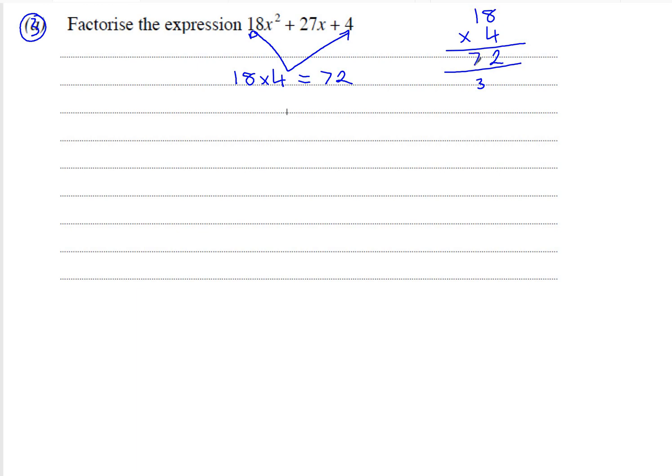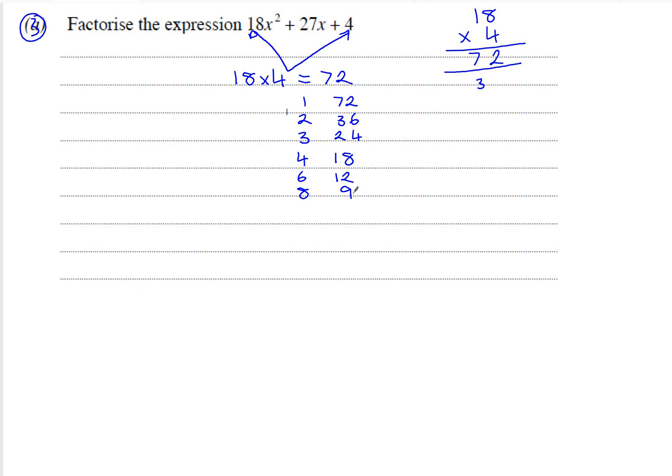Okay. Then we write the factor pairs of 72. So we will have 1 with 72, 2 with 36, 3 with 24, 4 with 18, 5 doesn't go into 72, 6 with 12, 7 doesn't go into 72, 8 goes into 72 9 times. Okay, so we've written down all the factor pairs of 72.